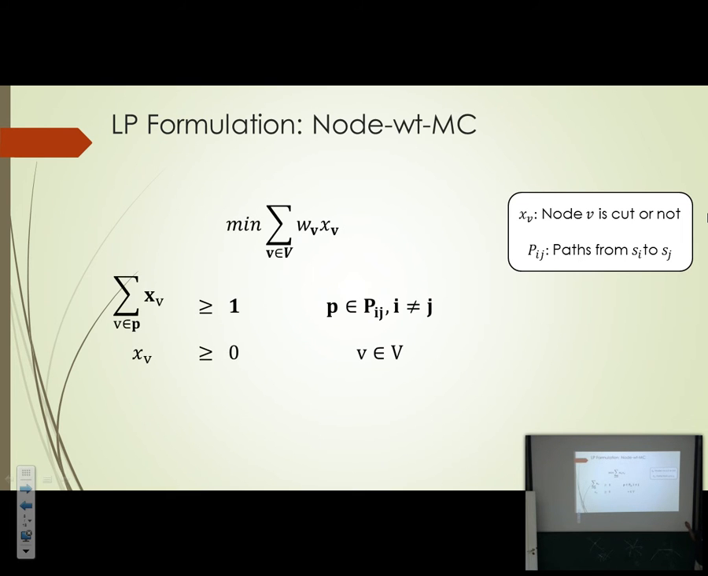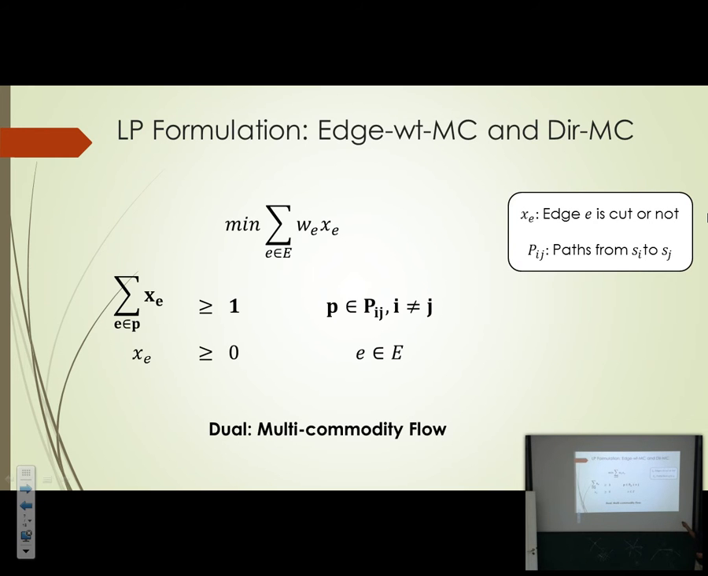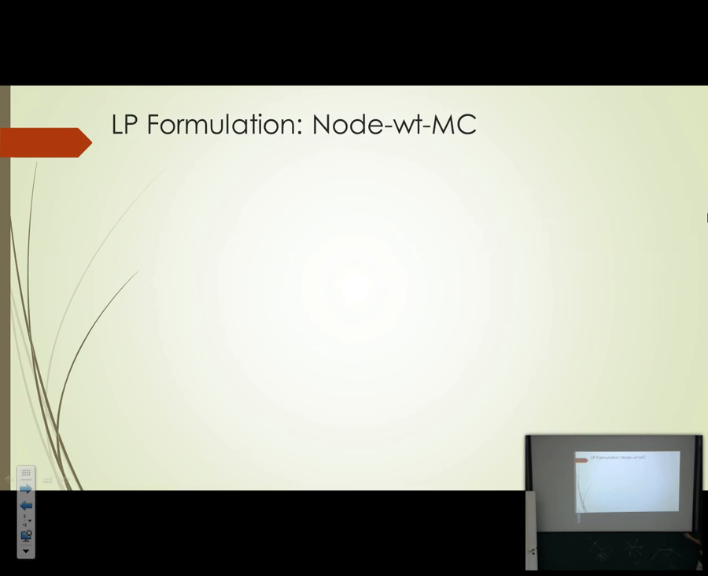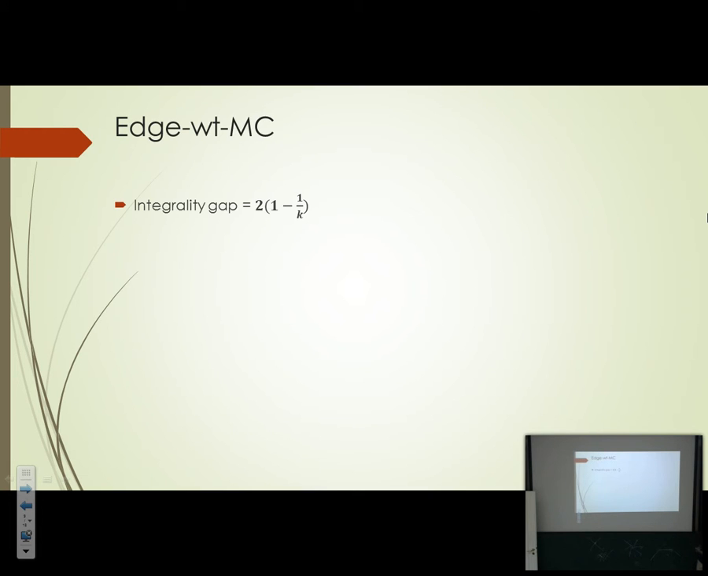Sometimes we also refer to xv as the length of node v and xe as the length of edge e. We'll see why we do this. Okay, so what is known about this LP formulation? It is known that for the undirected edge-weighted multiway cut case, the integrality gap is exactly 2 times (1 minus 1 over k).